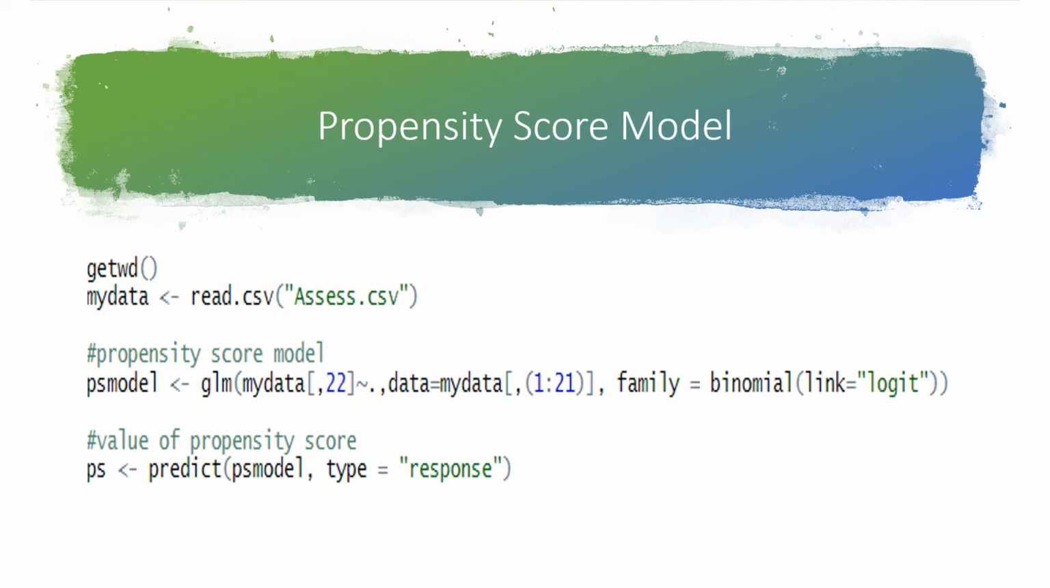First, we import the data into R. Then we set up the propensity score model labeled PS model and link it to the logistic regression. Afterwards, in order to determine the value of the propensity score based off of the model, we will use the predict function.